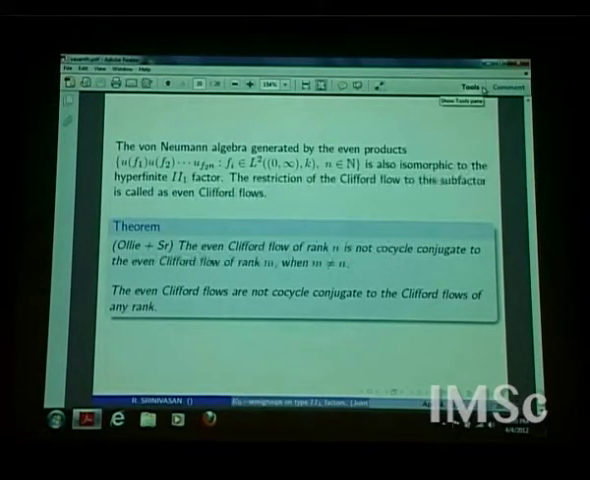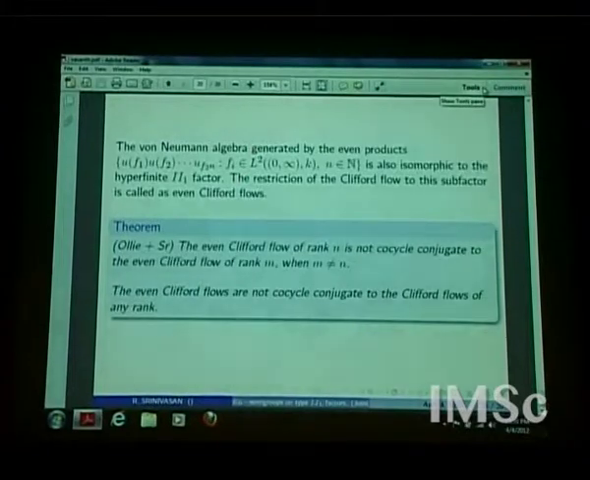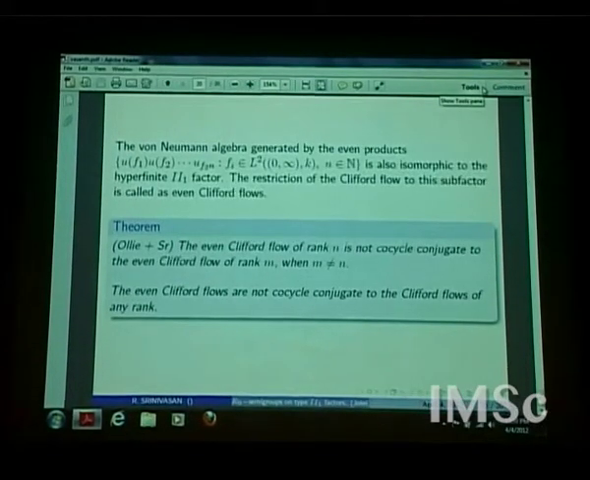And we still don't know about free flow, but there is something we can show using Alavra's result. One can do the same thing. Again, you can take all these even products of this U, UF1 up to UF2N. Our hyperfinite II-1 factor sitting inside operators on this anti-symmetric Fock space is generated by these UFs, but if you take only even products, the von Neumann algebra generated by that will also be isomorphic to the hyperfinite II-1 factor. Then you can restrict this Clifford flow to that subfactor. That will give what we can call even Clifford flows. One can do the same kind of thing, and show that the even Clifford flows are not cocycle conjugate within themselves for different m and n.